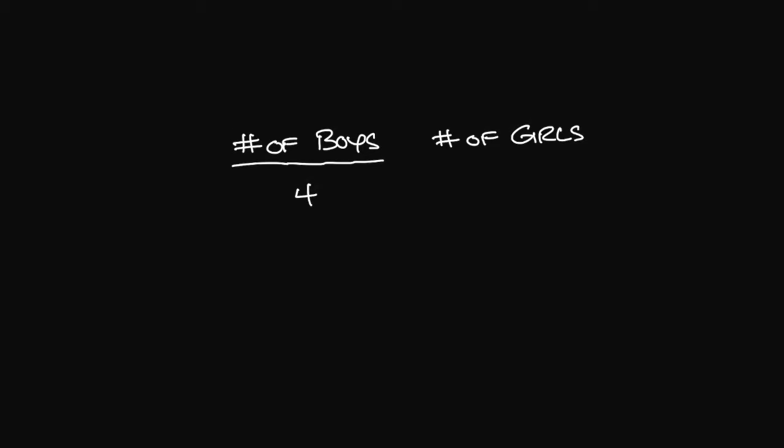So let's get the basic information down. When it comes to number of boys, we know that there are 4. When it comes to number of girls, we know that there's 1. And then our total, we can add those up and get 5. Let me put total here. So we need a total.